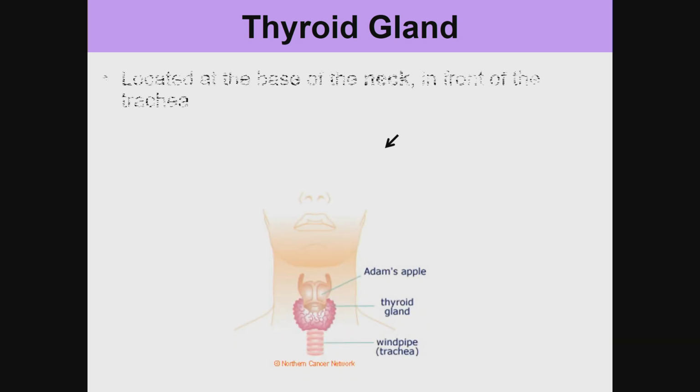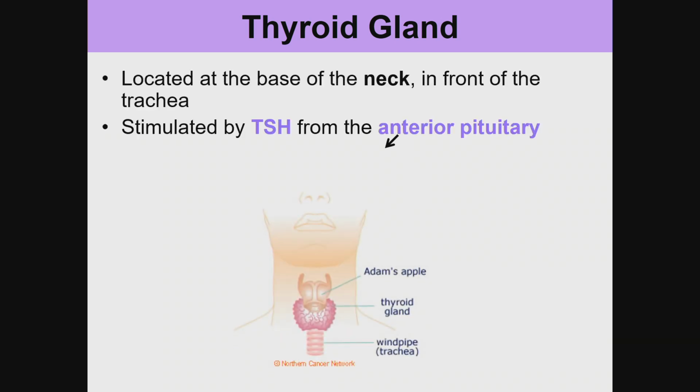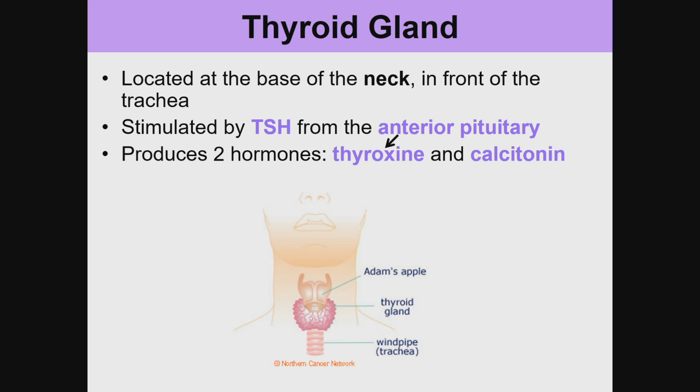The thyroid gland is located at the base of the neck in front of the trachea. It is stimulated by TSH from the anterior pituitary to produce thyroxine. It also produces calcitonin.